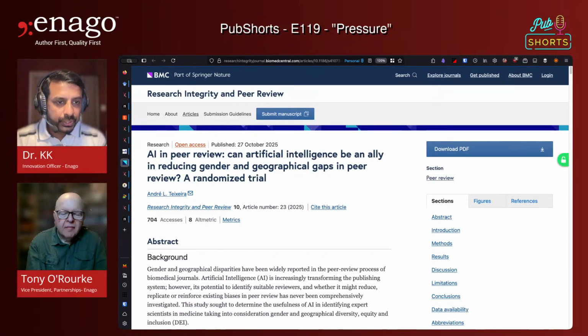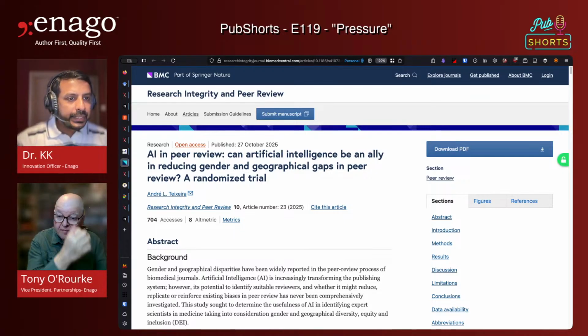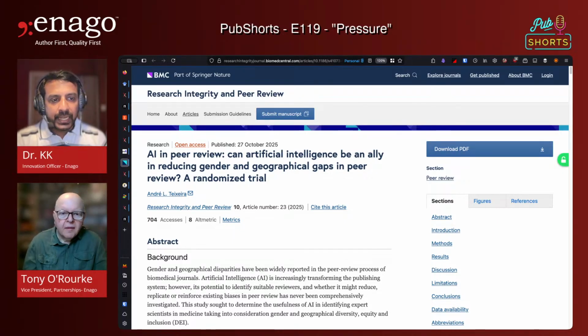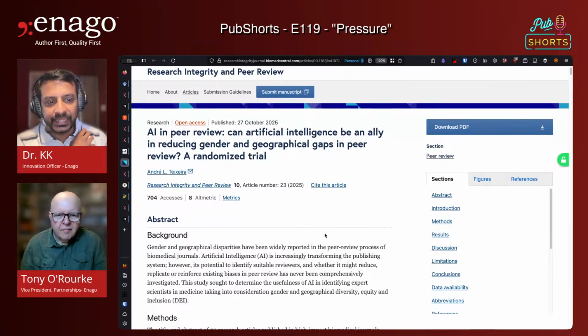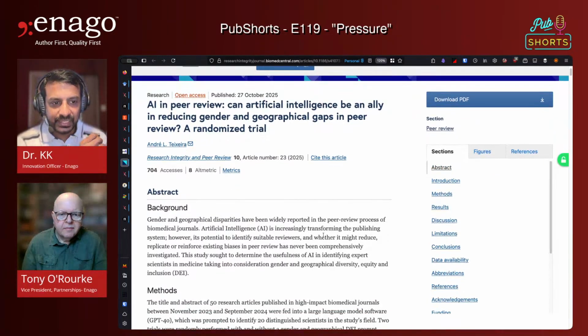A randomized trial. They tested out GPT-4o, a large language model, to see if it could find experts for peer review. This is again fascinating. I've never thought of using ChatGPT to find reviewers. And the researchers did two runs: one without telling the AI about diversity, inclusivity, etc., and one run after explaining it.